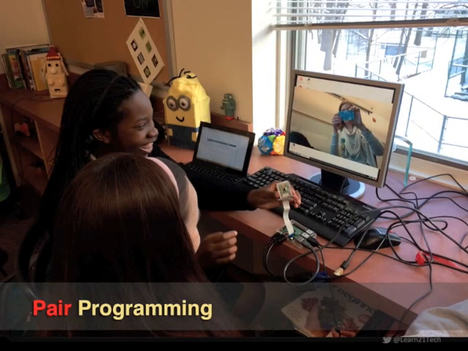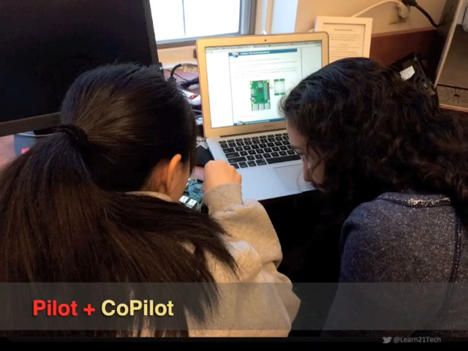So this is the Pi camera team working in pair programming mode as pilot and co-pilot, getting the camera to work for the first time. Here you see another pair testing the infrared sensor, and after each team mastered their specific component, they had to teach each other and implement the full Candy Cam solution.